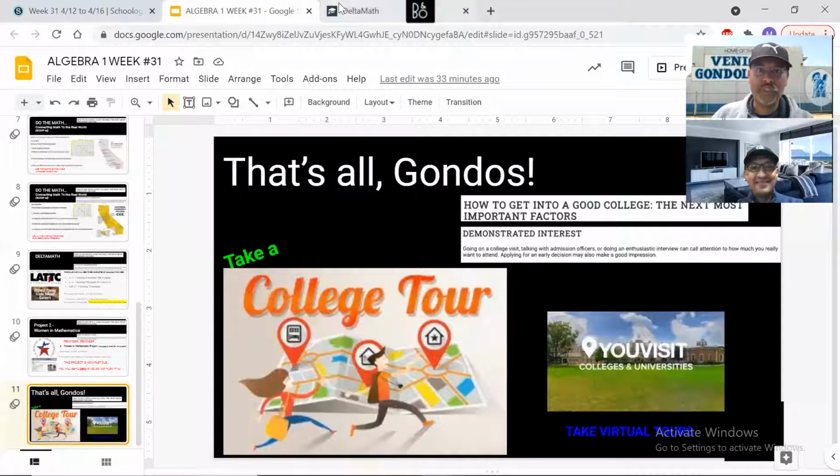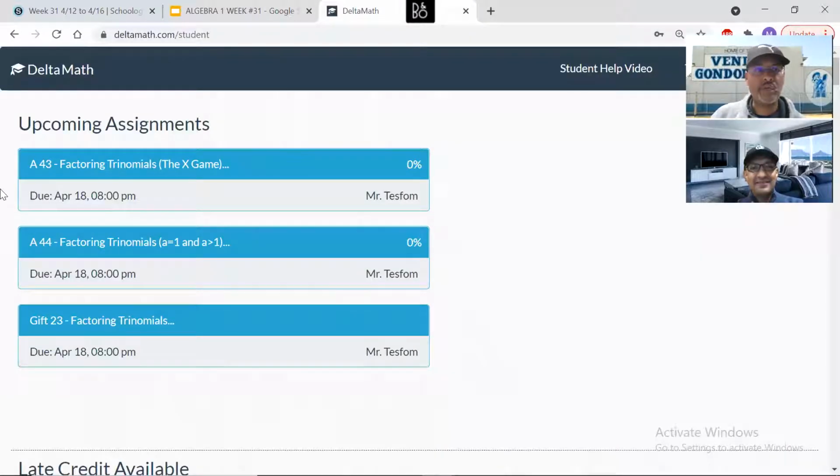We want to go over to Delta Math real quick just to make sure you are aware. 743, 744, and also the gift are all open. Yes, your gift is open. You don't have to wait until Friday at 2:30 to get it done. But please, please, please do the assignment before you do the gift. It does nothing for you otherwise. So make sure that you do the assignment before you do your gift. Remember that. Why would you get in the game if you haven't been practicing? Plain and simple. All right, now I can stop sharing.